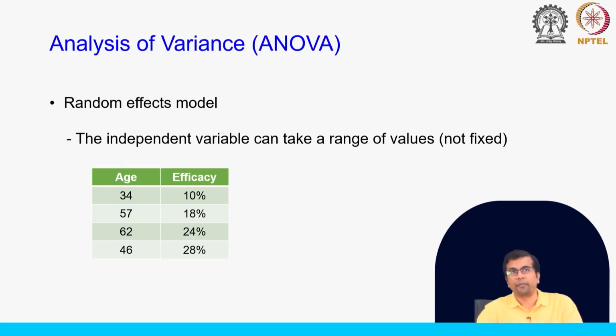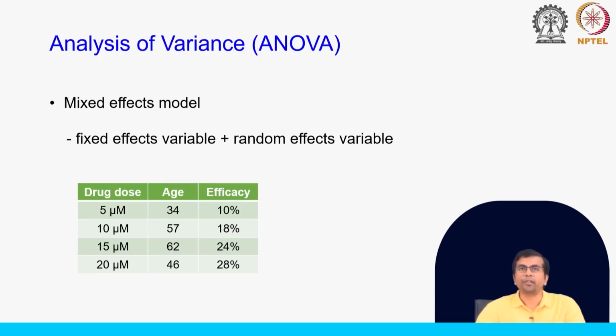So, we have talked about fixed effects models and random effects models. We also have mixed effect models, where we have fixed effects variables plus random effects variables. For example, in this case we have one independent variable that can take a range of values, which is the age here, whereas the other independent variable, the drug dose, can take only specific values, because these are set by us, those who are doing the experiment. So, in mixed effect models you will have different types of variables, that can take fixed values and that can take random values.